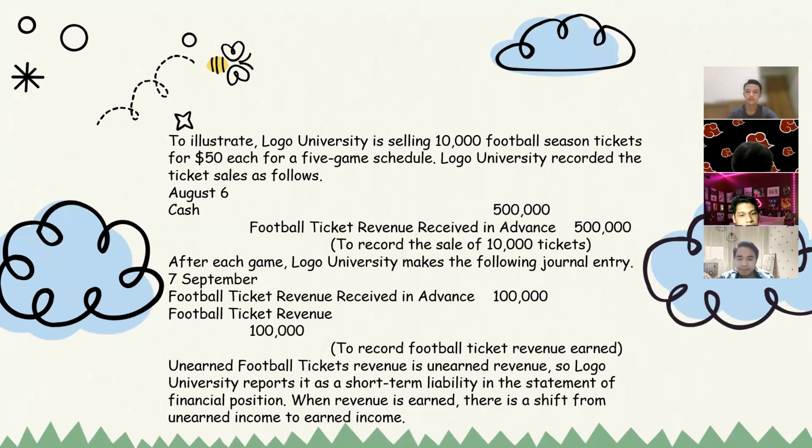After each game, Logo University makes the following journal entry on 7 September. Football ticket revenue received in advance is 100,000 and football ticket revenue is 100,000. This is to record the football ticket revenue earned. Unearned football ticket revenue is unearned revenue, so Logo University reports it as a short-term liability in the statement of financial position. When revenue is earned, there's a shift from unearned income to earned income.